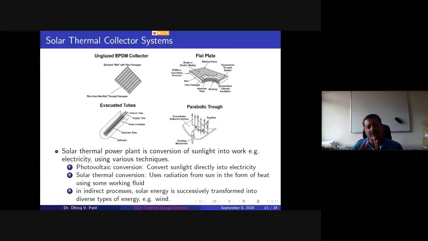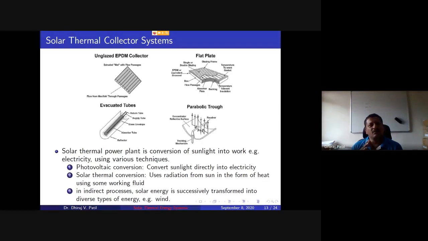There are other methods, basically called indirect processes, and all that is happening on the Earth's surface is because of the energy that we receive from the sun. For example, you have wind. You know that you can derive power from wind energy, which we call wind power. And this wind power is again derived from the solar energy source. This wind flows because you have differential heating on the Earth's surface, and that's why you get different wind speeds.